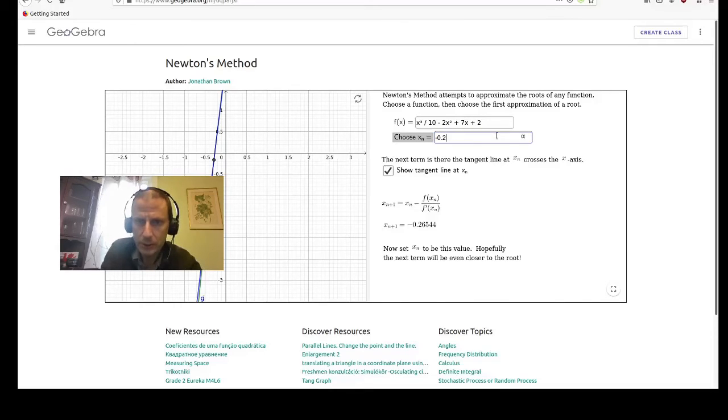So let me try this next one. 0.26544. And wow, we're right there. So whatever the root is, now it's saying the next one would be minus 0.26533. So this is an incredibly complicated polynomial. Finding the root exactly is incredibly difficult, but you can use this process to very quickly get an approximation.